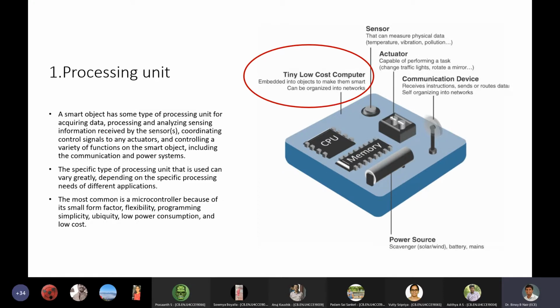We'll initially start with the processing unit. This is typically something which has the capacity to read the data from the sensors, do some small processing, and maybe give controlling actions to the actuators existing on the thing. Typically you can imagine the computing unit or the processing unit to be a simple microcontroller.